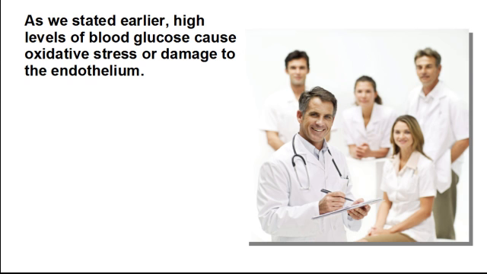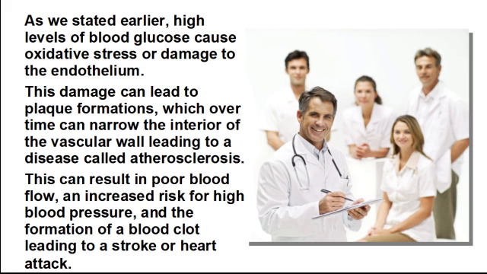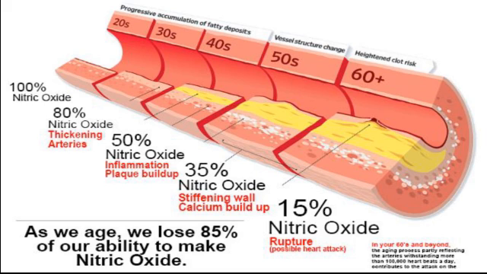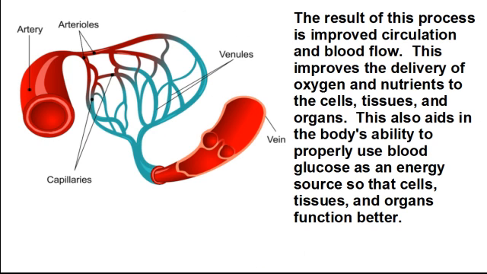As we stated earlier, high levels of blood glucose cause oxidative stress or damage to the endothelium. This damage can lead to plaque formations, which over time can narrow the interior of the vascular wall, leading to a disease called atherosclerosis. This can result in poor blood flow, an increased risk for high blood pressure, and the formation of a blood clot, leading to a stroke or heart attack. Nitric oxide, when at sufficient levels in the bloodstream, can initiate reparative mechanisms to heal damage done to the endothelium. Current research indicates that nitric oxide can help to reverse plaque formations, which can return the endothelium and the vascular wall to a supple and healthy state. The result of this process is improved circulation and blood flow.